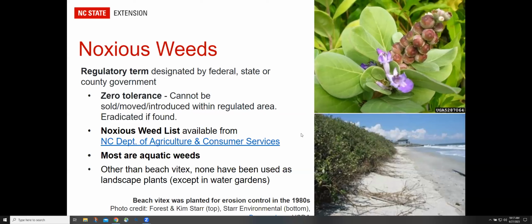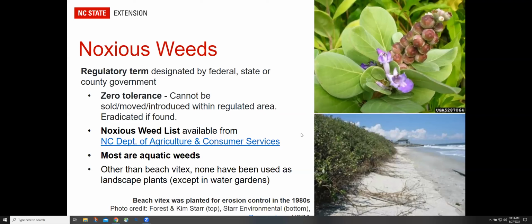So there are active programs in North Carolina that are run through the North Carolina Department of Agriculture and Consumer Services that are looking for these noxious weeds. And if they are found, they'll move in and aim for complete eradication. And there are also regulations about the movement of those plants. So if something is deemed a noxious weed, you can't sell it or move it or introduce it within the regulated area. You can see a list of noxious weeds on the NCDA website.